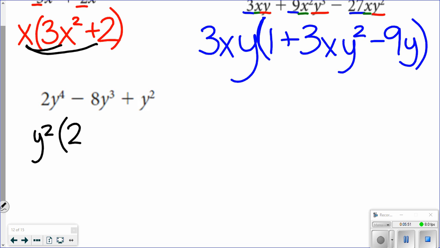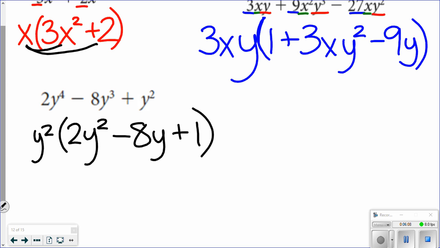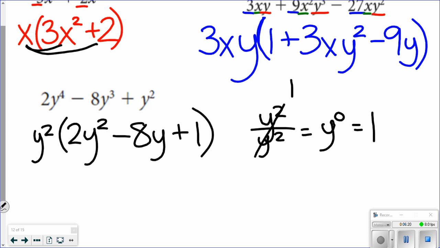Leave the 2, I can't divide it with anything. Y, 4 minus 2 is 2. 8, leave it alone. I'm left with 1y plus y squared divided by y squared is just 1. Okay, or remember, when we subtract these, 2 minus 2 is 0, and anything to the 0 power is 1. Or you could think that these cancel out and just become a 1.